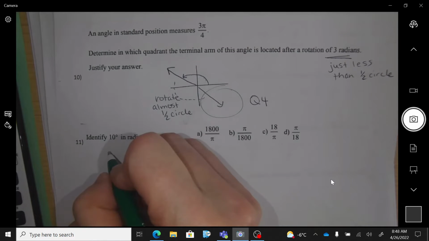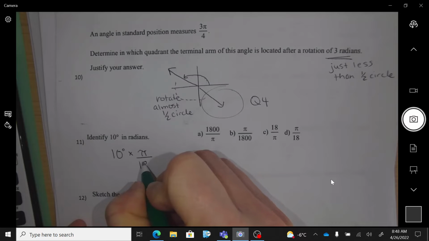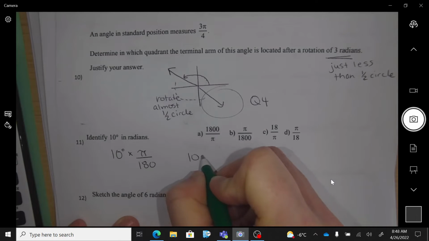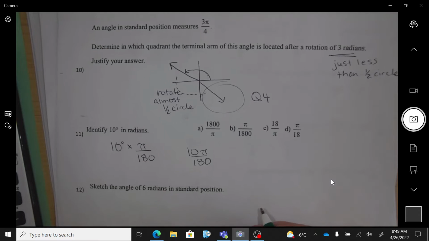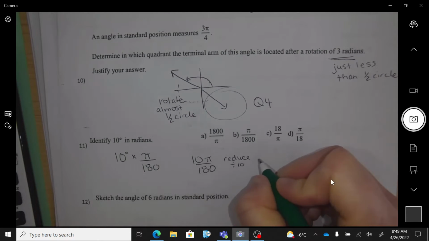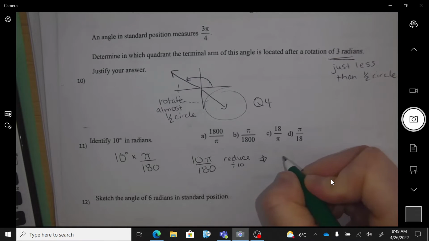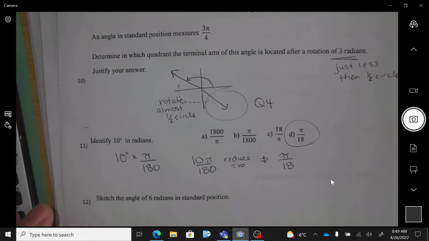10 degrees, sorry. So we're going to times by pi and divide by 180. So 10 pi over 180 would be the angle in radians. And if we reduce, we could divide by 10, which makes 1 pi over 18. So your answer is D.